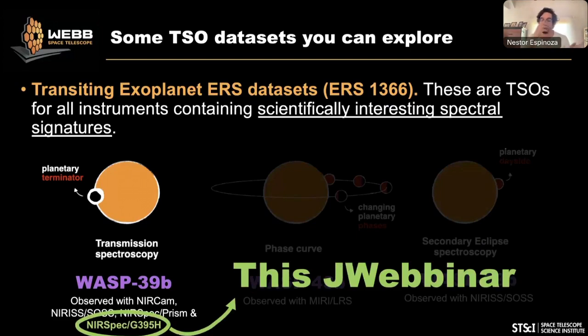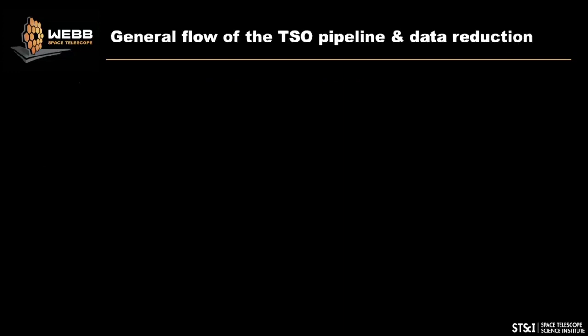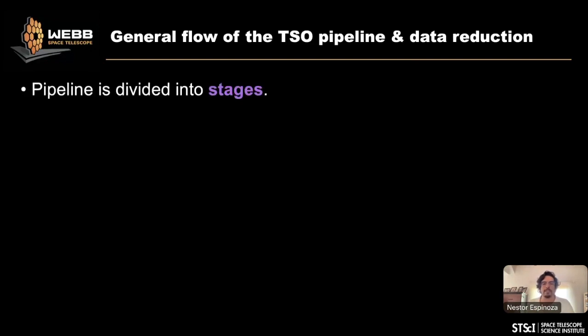But as I told you before, a lot of the information that you will gain now, you could use to analyze the other datasets from this team and other datasets out there. General flow of the TSO pipeline and data reduction. So data reduction, as understood by the JWST calibration pipeline, has stages, as we call them. There are 3 of them. And each stage is a big chunk of a lot of little steps. Little steps that get you from one level of the data to the next level of the data.